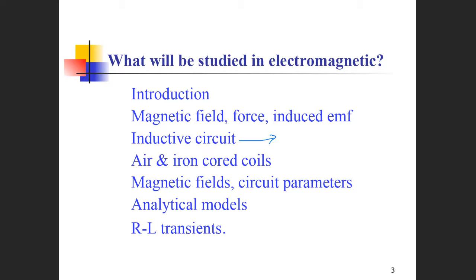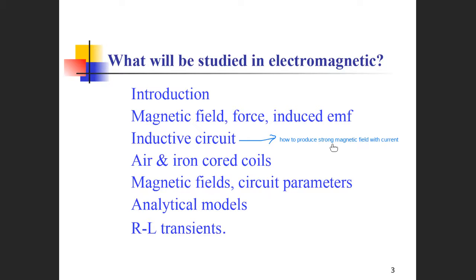How to produce a strong magnetic field with current. Okay. So the inductive circuit means how to produce a strong magnetic field with current. So once there is current, that produces a strong magnetic field.